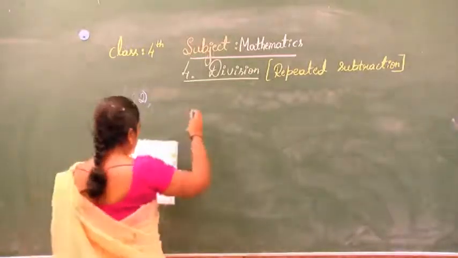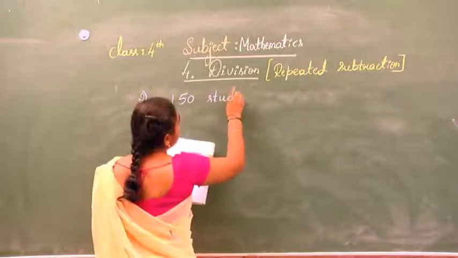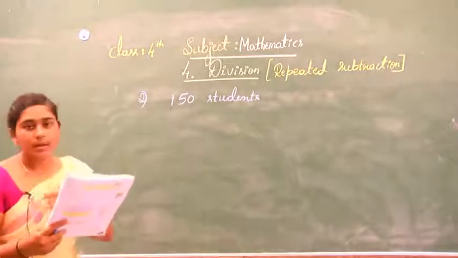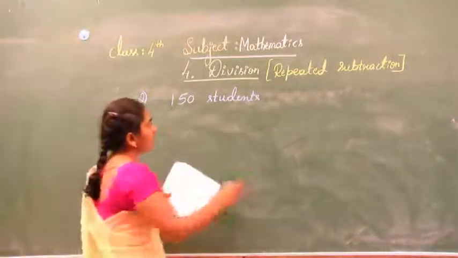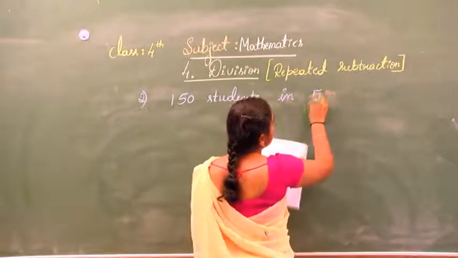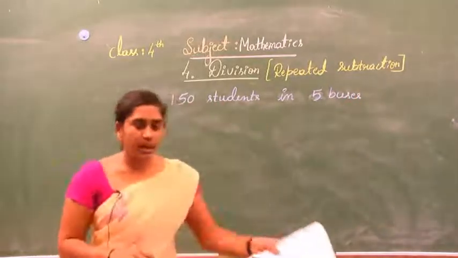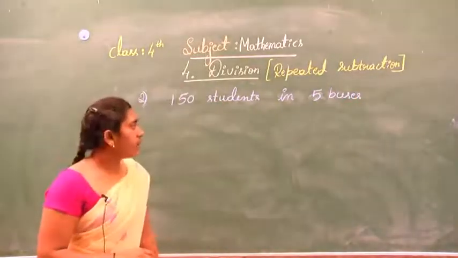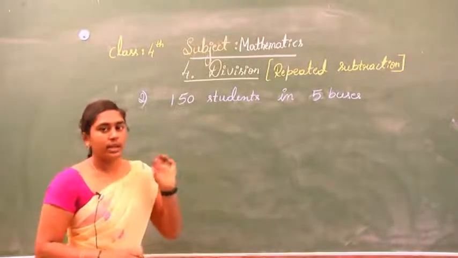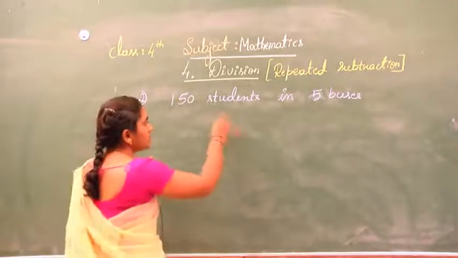So how many are going? 150 students are going to the picnic. In how many buses? In 5 buses. Class 3 students, they are going for the picnic in 5 buses. What you need to find out? How many children are there in each bus? Means 5 buses. How many are there in a single bus?